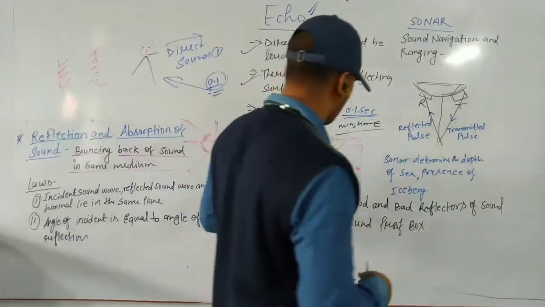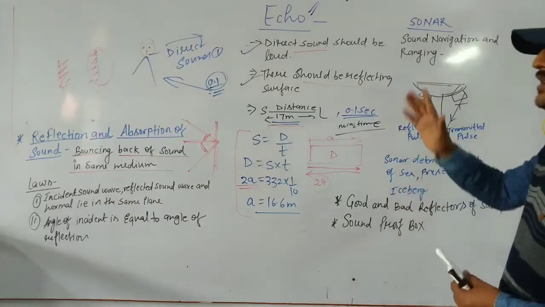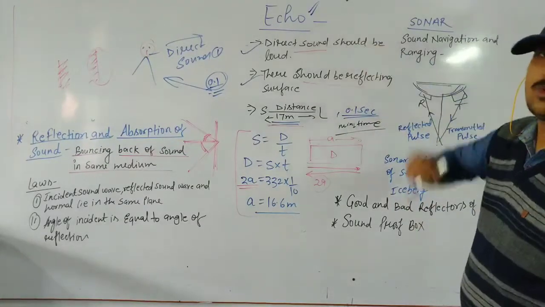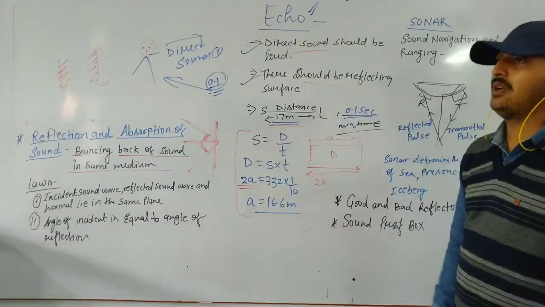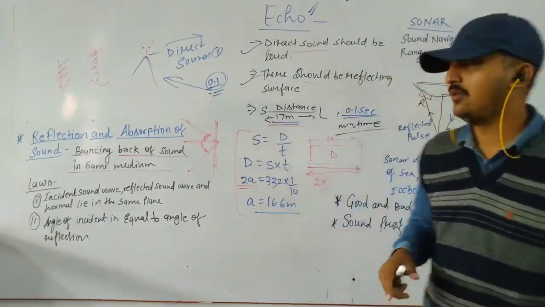Okay, so this is all about echo of sound. Only one thing we have to remember: echo of sound is produced only where the surface is reflecting.